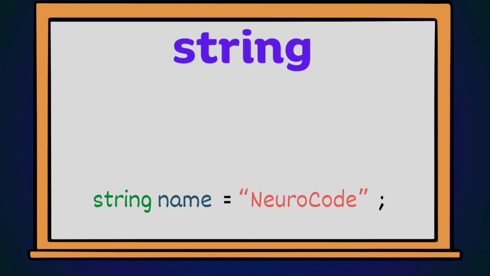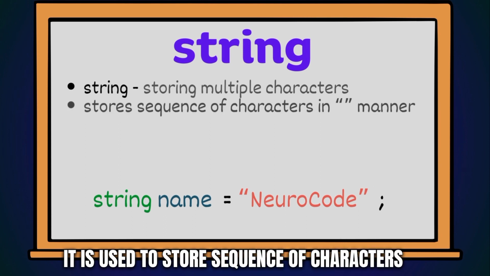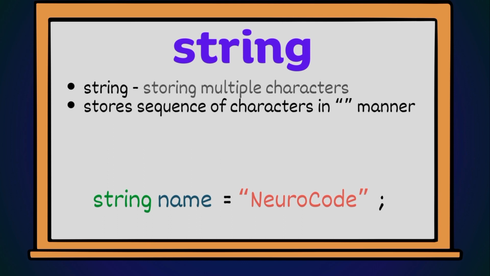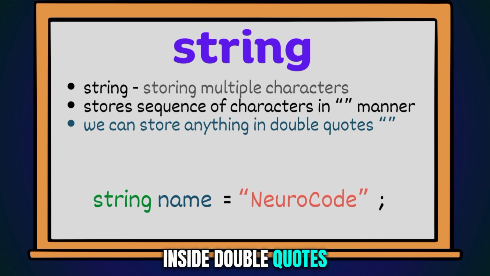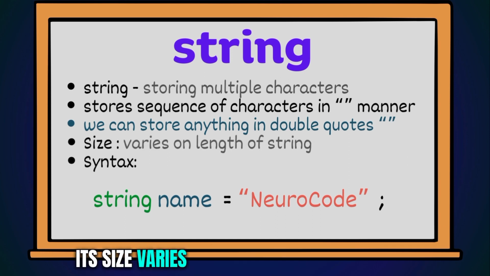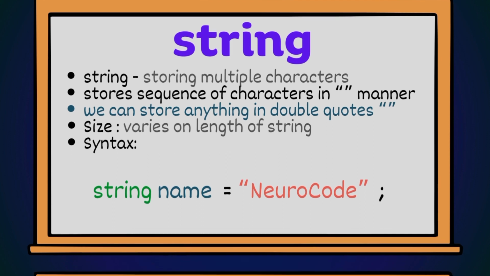String. It is used to store a sequence of characters or words, you can say. We can write phrases or anything we want inside double quotes. Its size varies according to the amount of data you write in it.